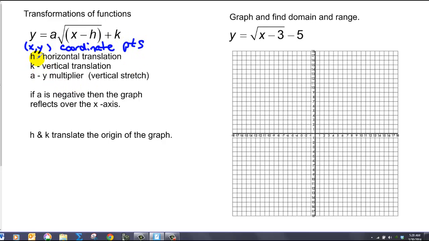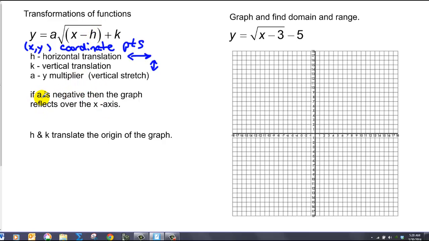H is what's called a horizontal translation. It moves all the points on the graph to the left or the right. K is what's called a vertical translation, which moves all the points up or down. A is what's called a y multiplier or a vertical stretch factor. And what it does is it multiplies the y values of the function, making it taller or squishing it down.